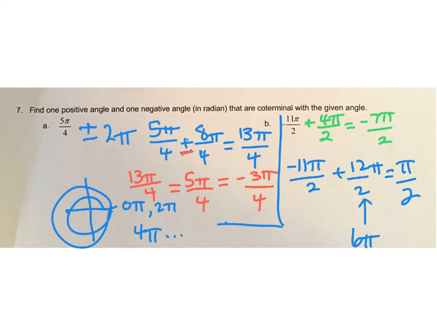So to conclude that problem, negative 11 pi over 2 equals negative 7 pi over 2 equals pi over 2. They're all coterminal.